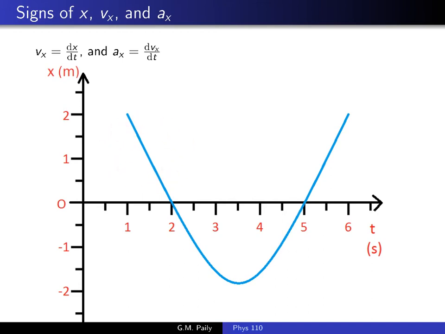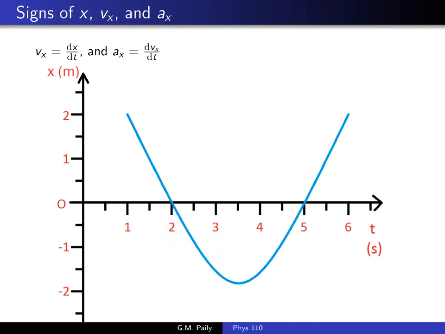Let's look at this region. Here, the value of the graph is positive. But what about the slope? The slope in this region is negative, which tells us that the velocity of the object is negative. This makes sense because as time passes, the position is decreasing.